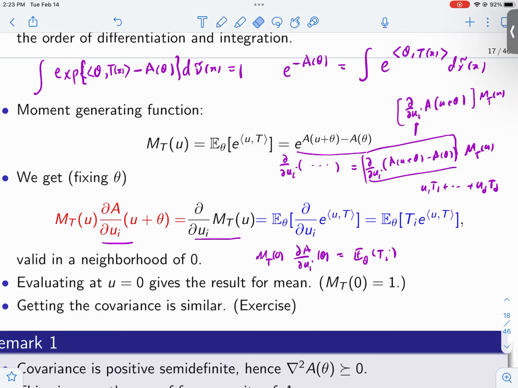So I'm going to drop this. This is 1. So we proved what we wanted. The partial derivative of A with respect to u_i is the expectation of the ith coordinate of T. This holds for all the coordinates. So basically, we proved that the gradient of A is equal to the expectation of T.